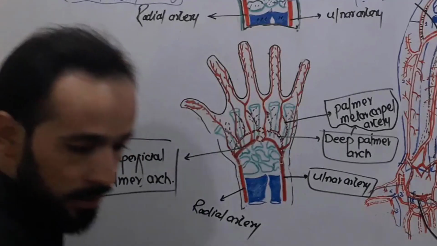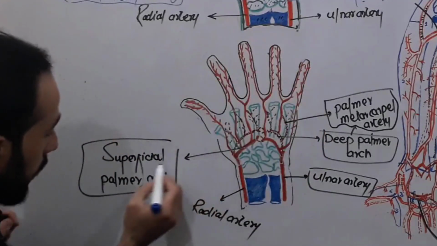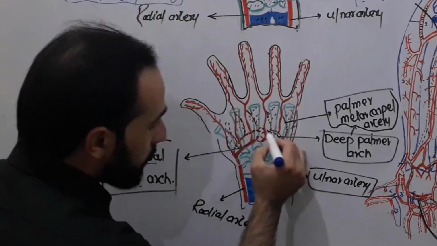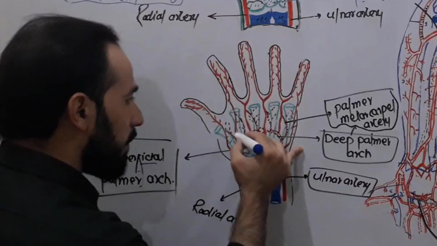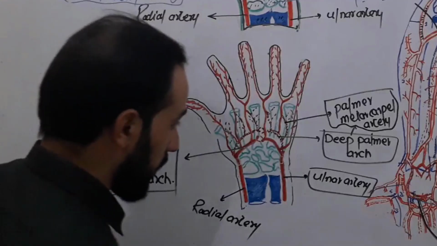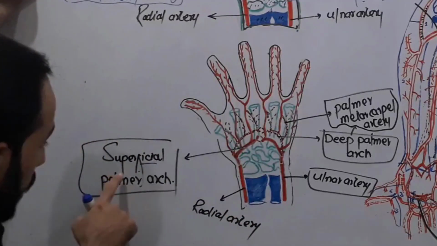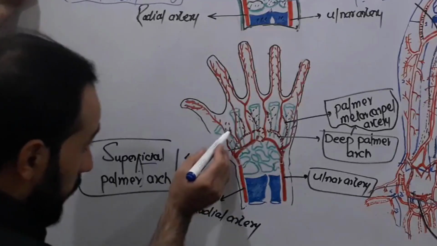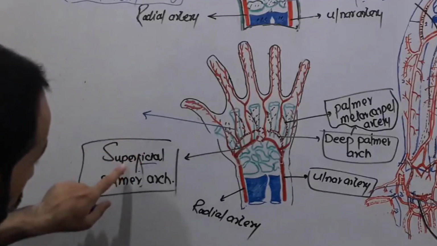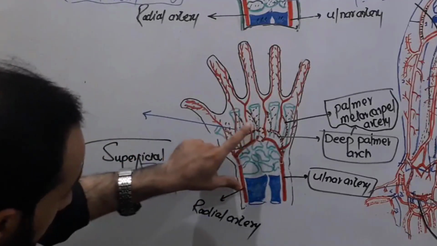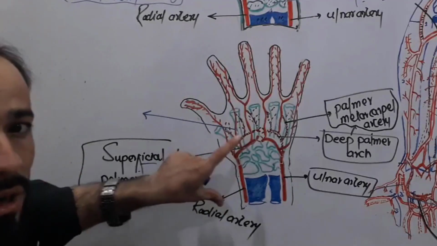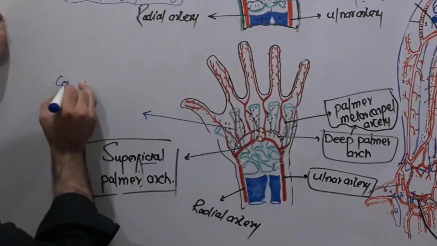Okay, very good. Now let's name these branches. From the superficial palmar arch, you can see these branches are separating. Look, these, which I have made darker, are represented in a darker manner. So these are the branches of the superficial palmar arch, right? They are separating from the superficial palmar arch in the palm. That's why we call them common palmar digital arteries, right?